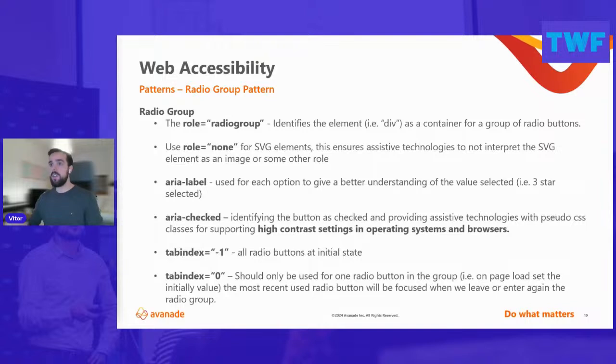So moving on. The radio group pattern, this was the example that I just showed you. We have the role that says this is a radio group. The role none is very popular to use when we have, for example, small icons, graphics, or SVG elements, to make sure the assistive technologies understand what the content is. And for the radio group, we should be using ARIA label because it gives us a better description of what the option 3 actually stands for.